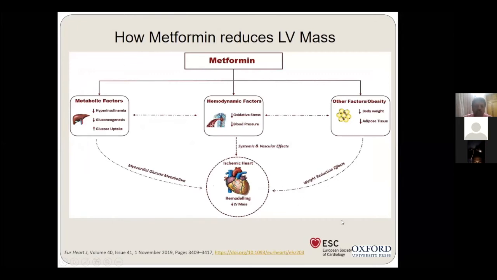How it reduces the LV remodeling is because metformin reduces the hyperinsulinemia, reduces the gluconeogenesis, and increases the glucose uptake. And for the hemodynamic factors, it reduces the oxidative stress and reduces blood pressure. And in obesity, it reduces the weight and reduces the adipose tissue generation of oxidative stress. All the weight reduction will lead to reduced systemic effects, and the vascular effects lead to further reduction in the LV mass. Even in the UKPDS and others, people have shown that those who are using metformin have a longer life as compared to those who are not using metformin.